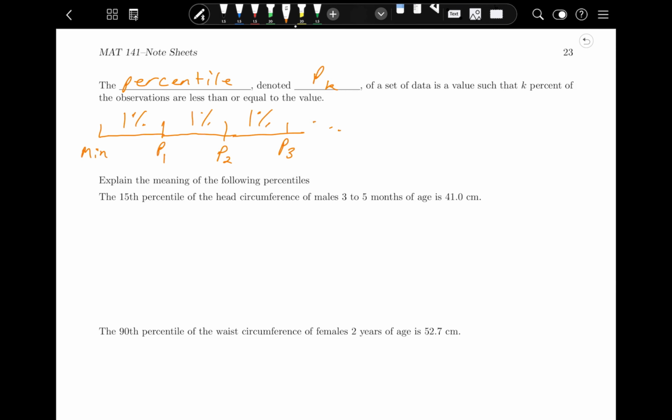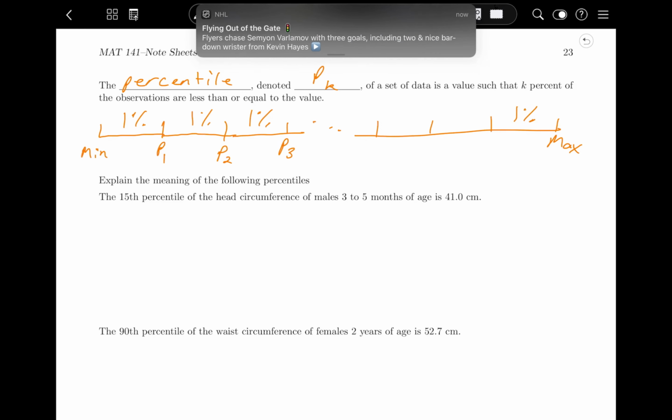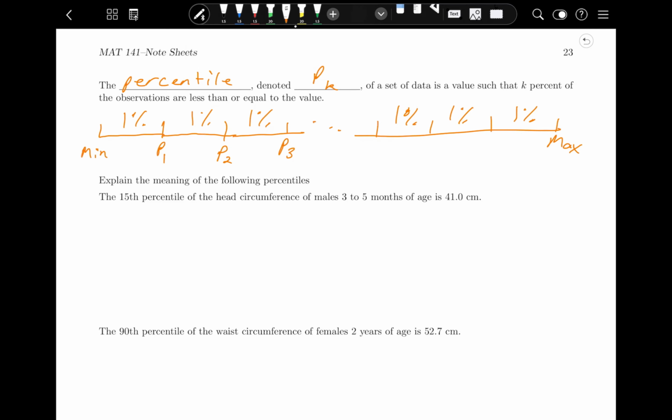And if we kept going with this up to the top, then if this is the maximum value, there's 1% of the data in each one of these, right? Then this last percentile would be P sub 99, because there's 1% of the data to the right, so there must be 99% of the data to the left. And so the next one down would be P sub 98, and then P sub 97.